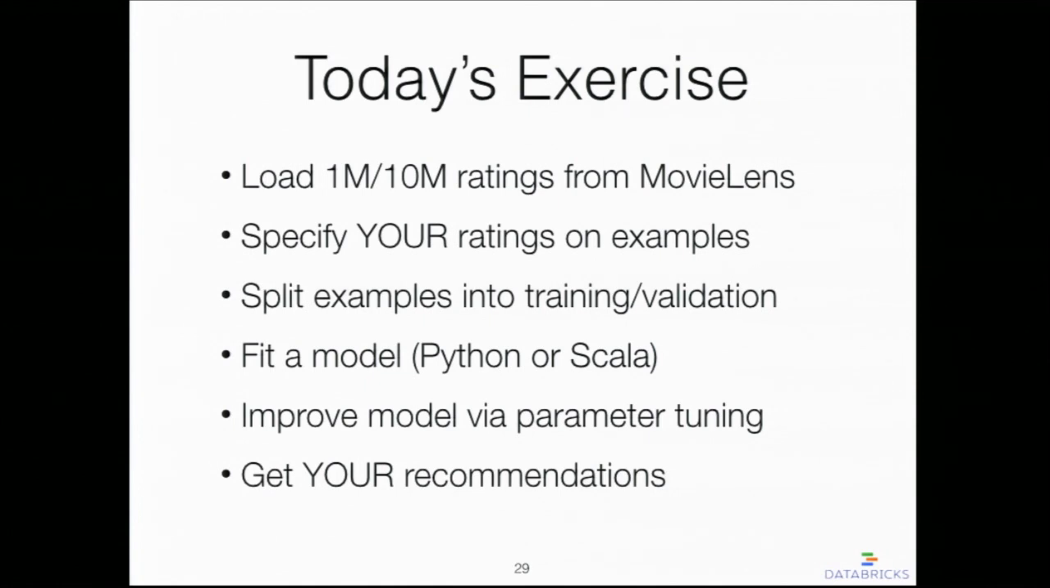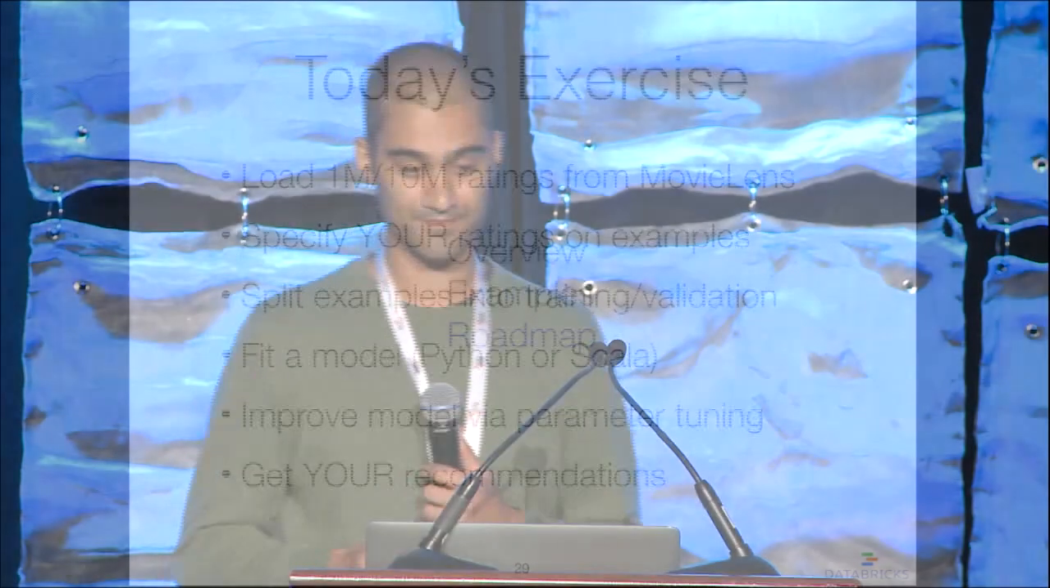And finally, once you get a model with sufficiently good parameters, you're going to run that model to see what it recommends to you. The movies in this data set are kind of old, so don't be too excited about the ratings, but I think it's a pretty cool example of how you can do this pretty quickly in MLlib and Spark. Okay, so that's some examples.